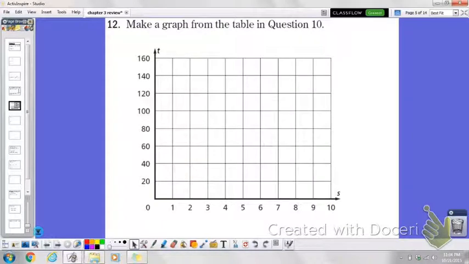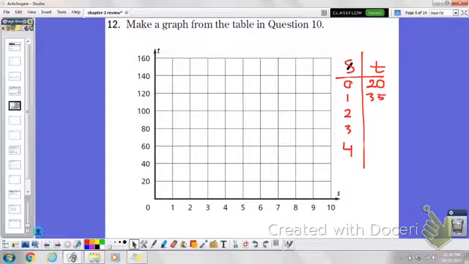For number 12, we have to make a graph from the table in question 10. So I have to use the values that I have in the table in question 10, which are the S and the T values. The S values were 0, 1, 2, 3, and 4. And the T values were 20, 35, 50, 65, and 80. And I will need to plot all of these points.